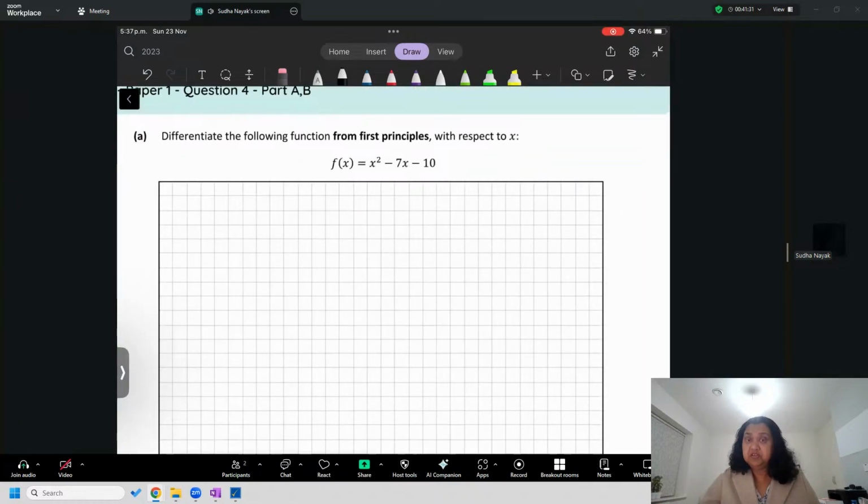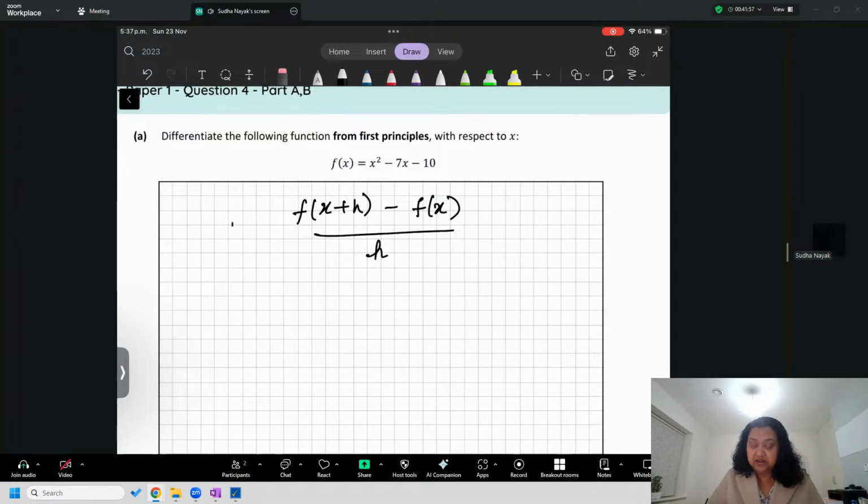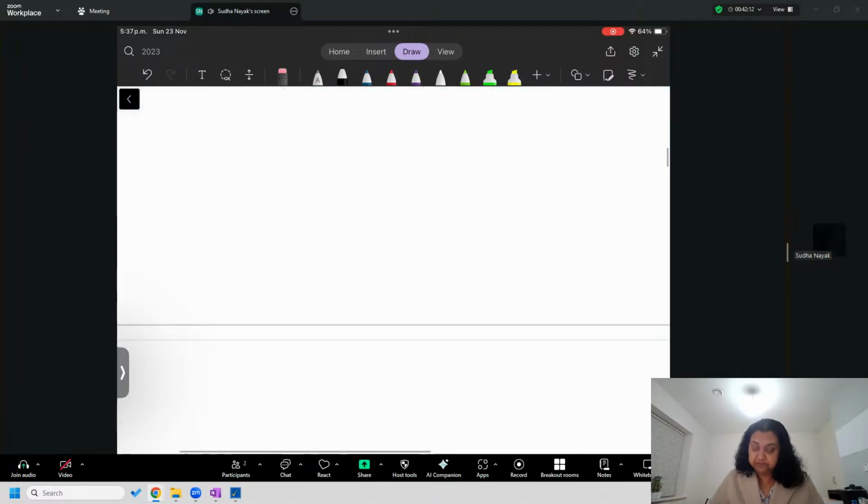Now I can see this is differentiation from first principle. So as I said, f of x plus h minus f of x, sorry, that's a mistake. Previously I wrote it as f of h, it is f of x, divided by h. So please remember this, and then limit h tending to 0. So you find f of x plus h first, then f of x, subtract it, divide by h, then put h tending to 0. And then you get the answer.